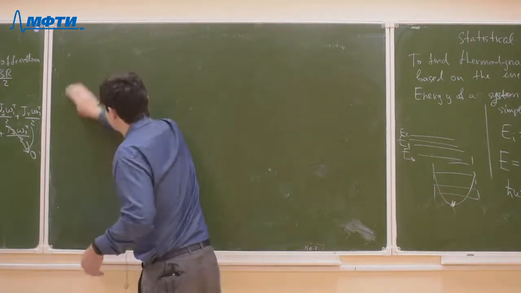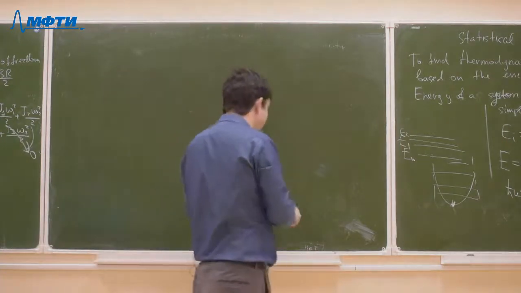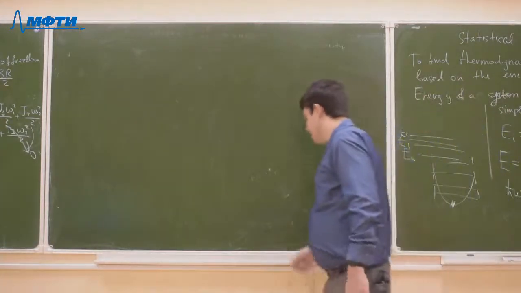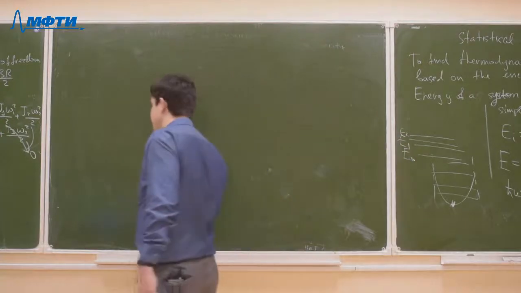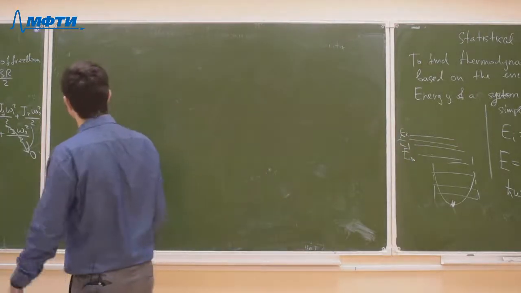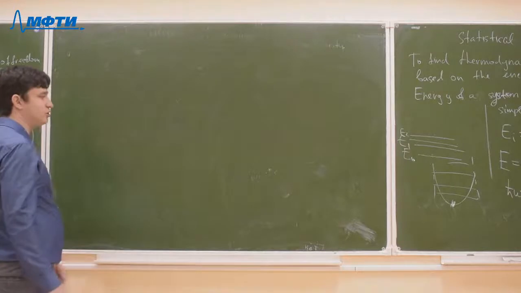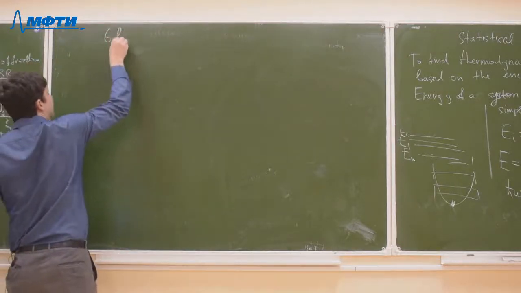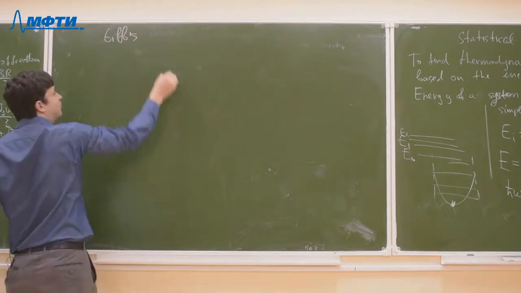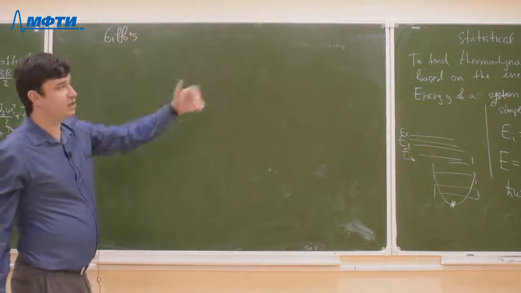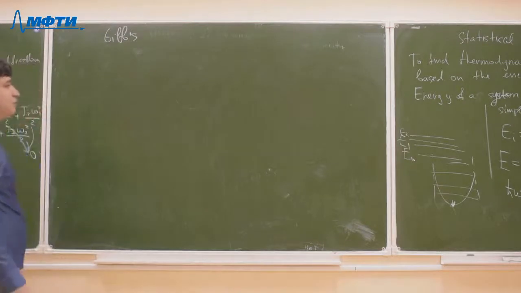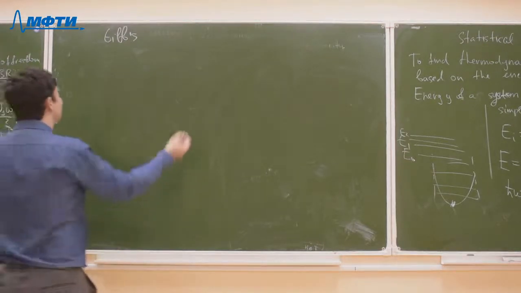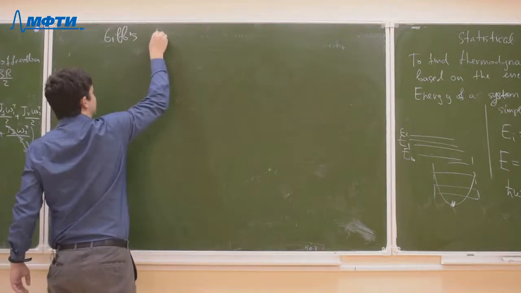And the main tool to determine thermodynamic properties of the system is the Gibbs distribution. And the Gibbs distribution is valid not only for classical physics. The Gibbs distribution is a general distribution which is valid for quantum systems too. So the main tool to solve the problem stated at the beginning, finding thermodynamic quantities and their fluctuations, is the Gibbs distribution.